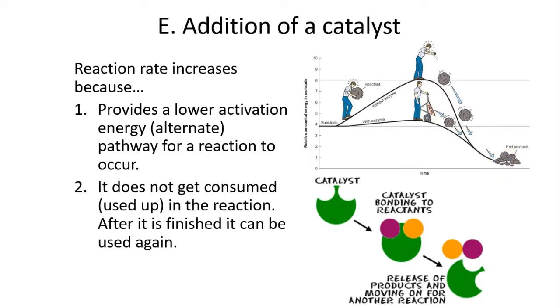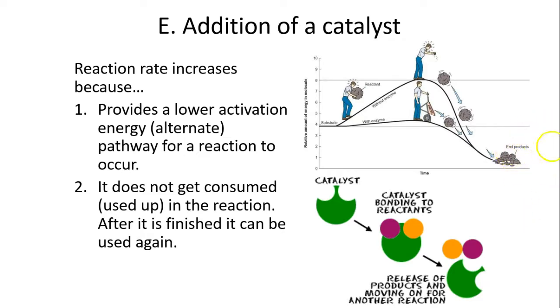The nice thing about a catalyst is it does not get consumed in the reaction. It doesn't get used up. And so you'll see it sometimes written over the arrow to say that it's helping the reaction happen, but it's not something that's part of the reaction. It's not a reactant. It's not a product. It's just something that assists in the reaction. So after it's done, it can move on and help some more reactants. So it continues to do work.